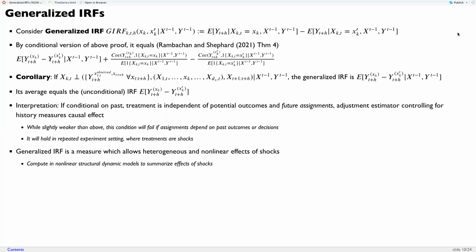We may be interested in conditional effects, for example, conditional on the past, so the history of X and Y. The statistical estimand there is the difference in conditional means, given that the treatment xkt is assigned to some value little xk, conditional on the past, and we look at these differences in means conditional on the past. And so a conditional version of the above proof applies mutatis mutandis, just adding conditioning on all of these variables. We get that this difference in conditional means is equal to the conditional causal effect plus this difference in conditional covariances.